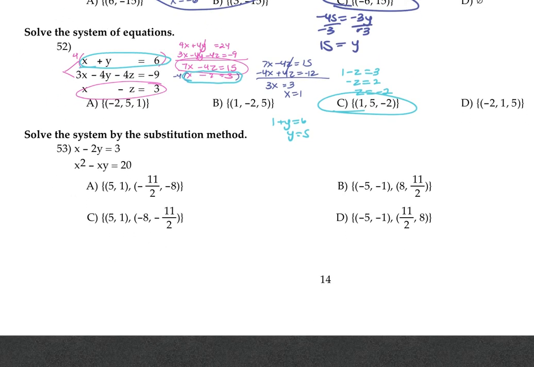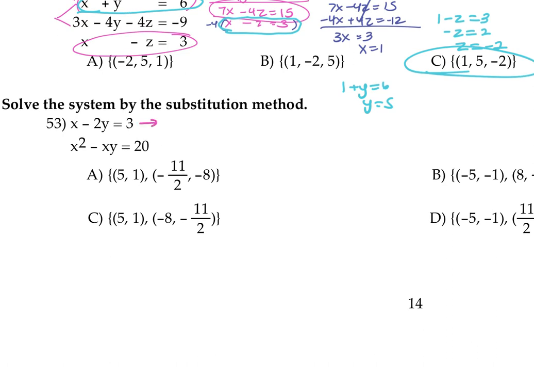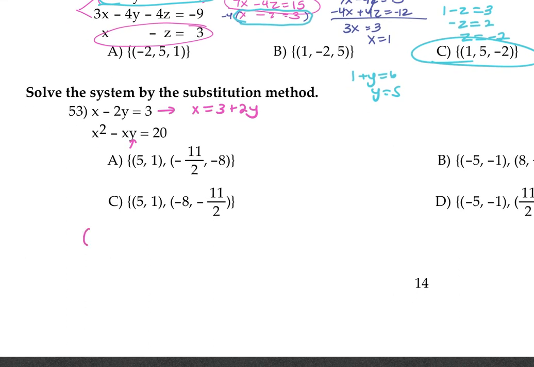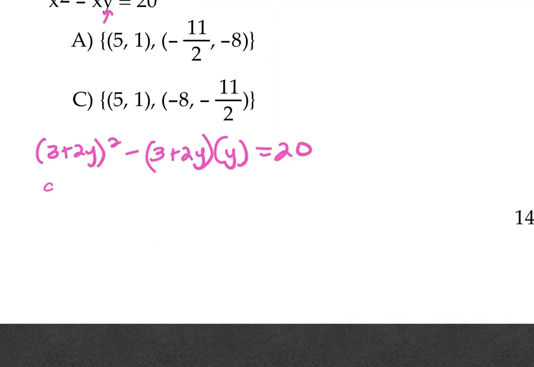And the last one on this page, solve by substitution. If I solve for x or y, it doesn't matter. X could equal 3 plus 2y. If I were to solve for y, I'd only have to replace the y, instead of having to expand and FOIL this. So if I expand and FOIL, this is 9 plus double the 6, so 12y plus 4y squared. Distribute here, negative 3y minus, so the negative would go here and here, and then multiply times y, so 2y squared.